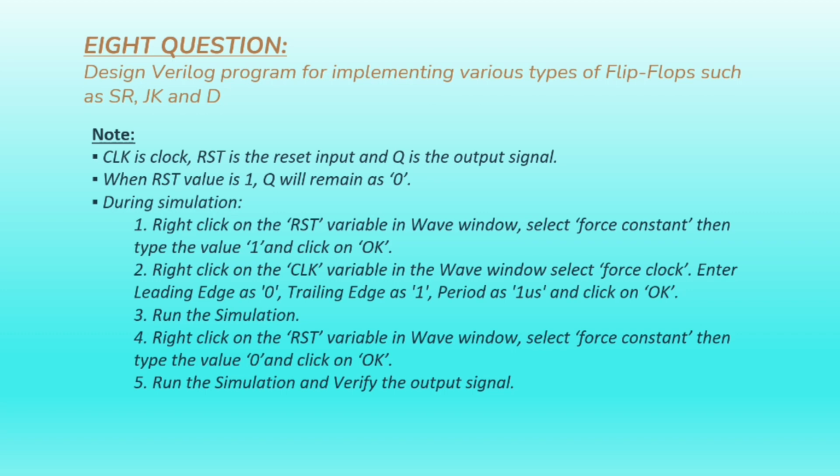When RST value is 1, Q will remain as 0. During simulation, right-click on the RST variable in the wave window, select force constant, then type the value 1 and click on OK. Right-click on the CLK variable in the wave window, select force clock, enter leading edge as 0, trailing edge as 1, period as 1 US and click on OK.